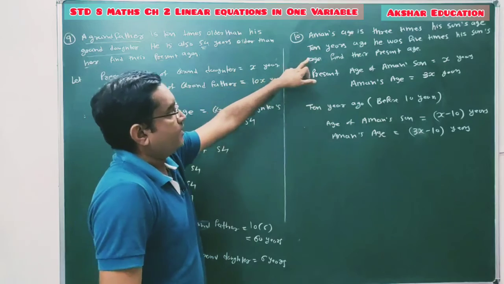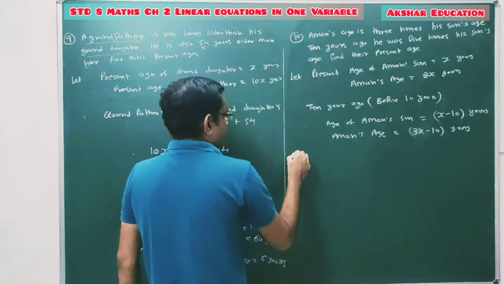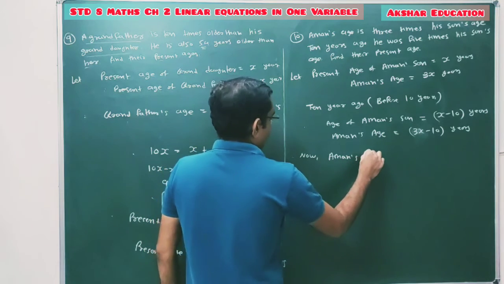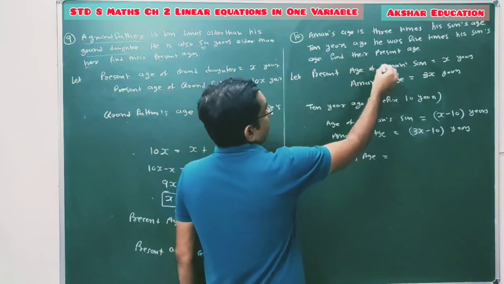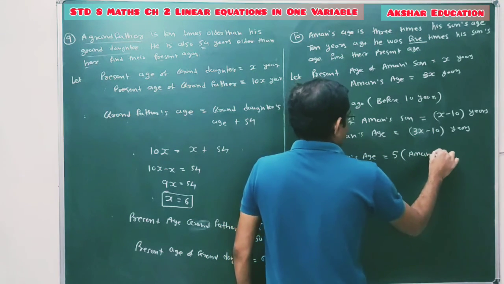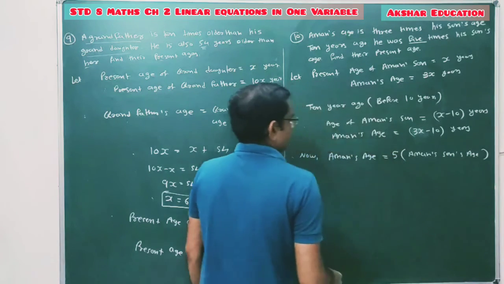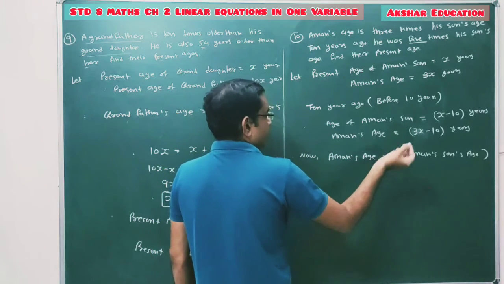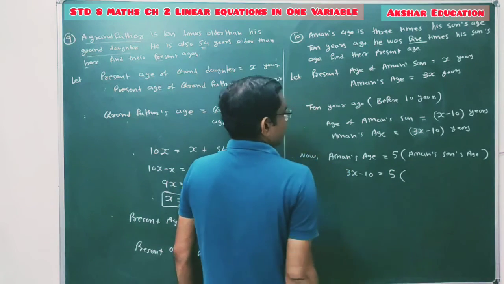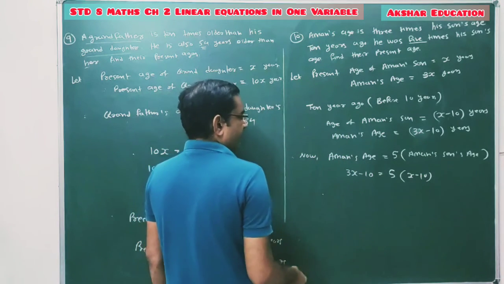So read the statement. 10 years ago he was 5 times his son's age. So according to our condition, we can write Aman's age before 10 years is 5 times, so it's 5 multiplied by his son's age. Aman's age was 3x minus 10, equal to 5 times of Aman's son's age before 10 years. So it's x minus 10 years. So this is one linear equation.